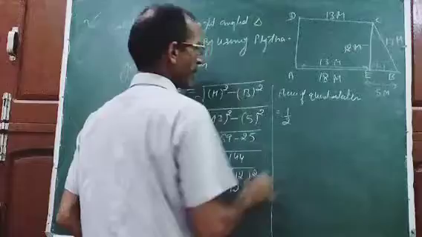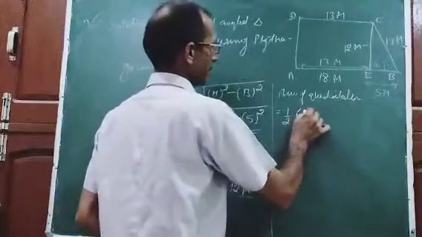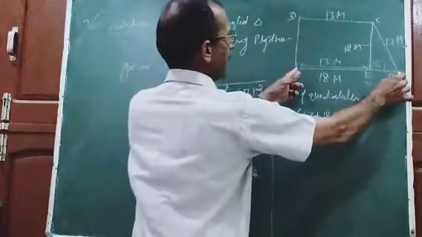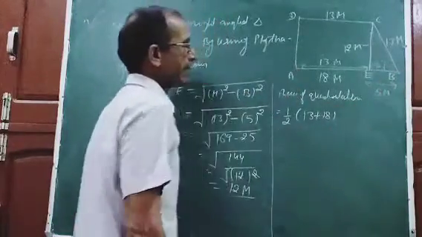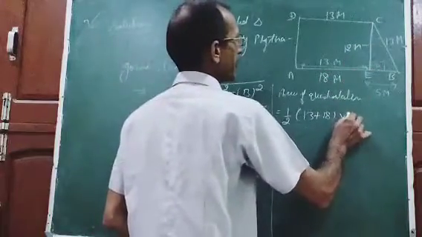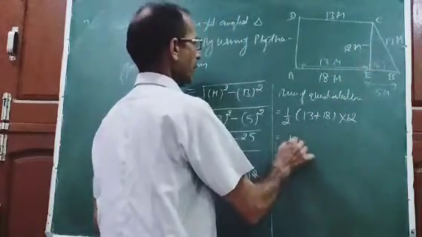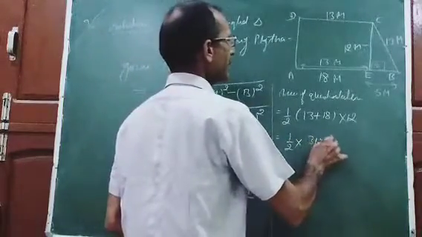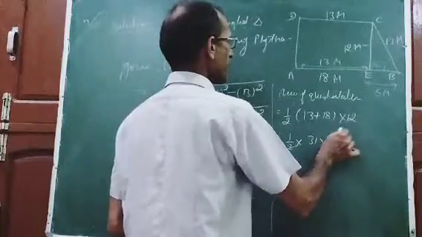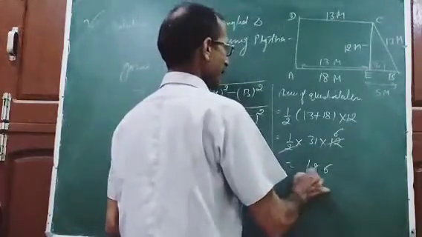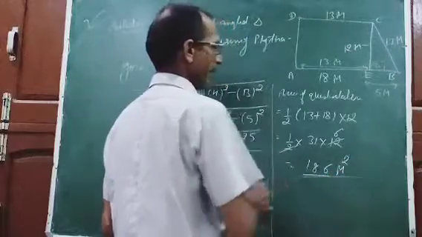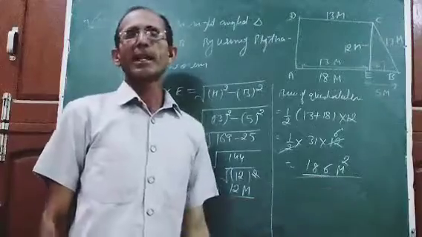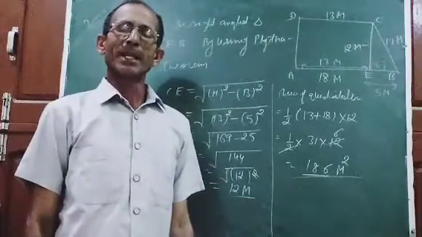1 by 2, sum of parallel sides 13 plus 18, because I will take now this side 18 and the distance between parallel sides is 12. So 1 by 2, 13 plus 18, it will be 31, 12, 2 6s are 12. So it will be 186 square meter, area always measured in square units. So this is the area of this quadrilateral. Any doubt, any confusion?